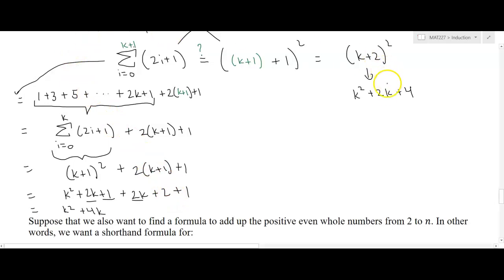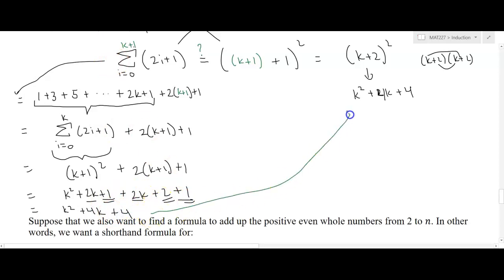oops, I made a mistake over here. This should be k squared plus 4k plus 4, because in k plus 2 times k plus 2, I'll have a 2k that happens here and a 2k that happens there. So here I'll have k squared plus 4k, and then I have a couple of singles, and then a plus 2 here. And when we add together those constants, we get plus 4. And check it out, we did it.